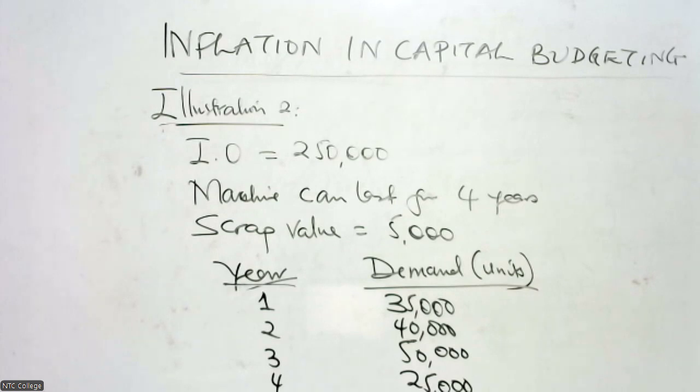Tax rate is 30%, payable in arrears. Tax allowable depreciation is 25% on reducing balance.